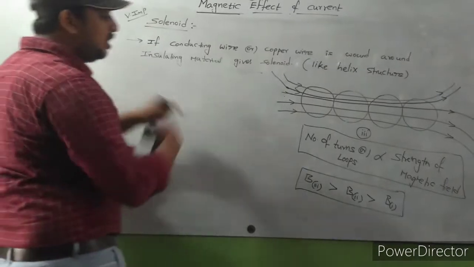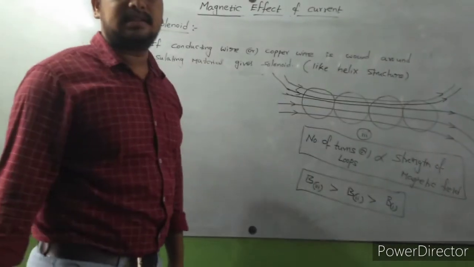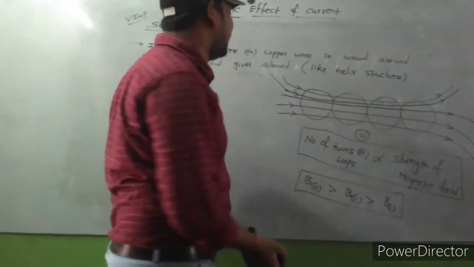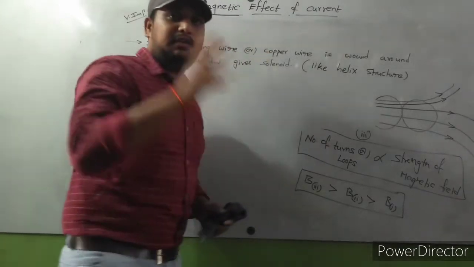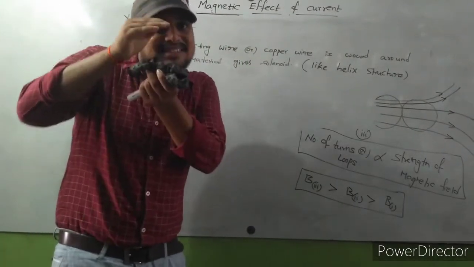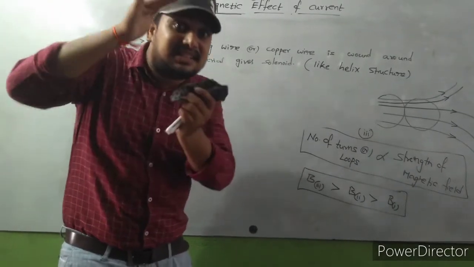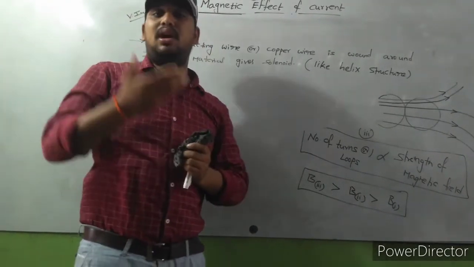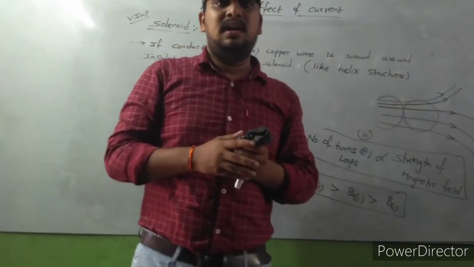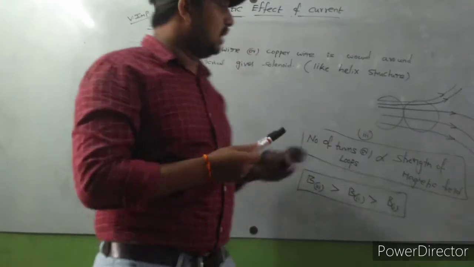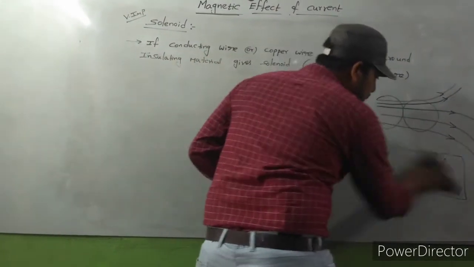So due to the presence of more number of turns, the strength of the magnetic field will increase. It will produce a stronger magnetic field, because if one loop is present, only a few lines are straightened. If two loops are present, more lines are straightened and very near. You know already, if magnetic field lines are nearer, then it will produce a strong magnetic field. So I will write that as a note point also.